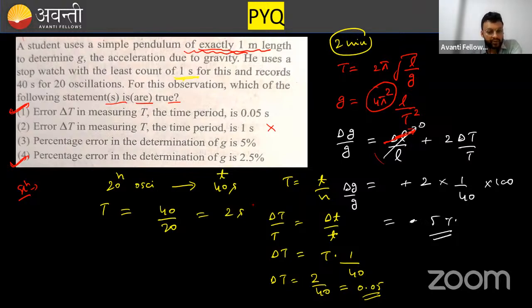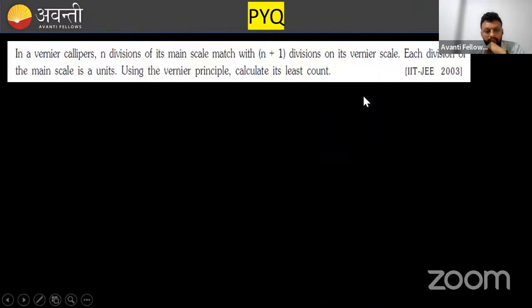So which option is correct? Option 1 and option 4. These two options are correct. Does anyone have any doubt in this? Okay. So we are moving further. This is a very fundamental question, just to check your understanding of vernier calipers. Answer, please.